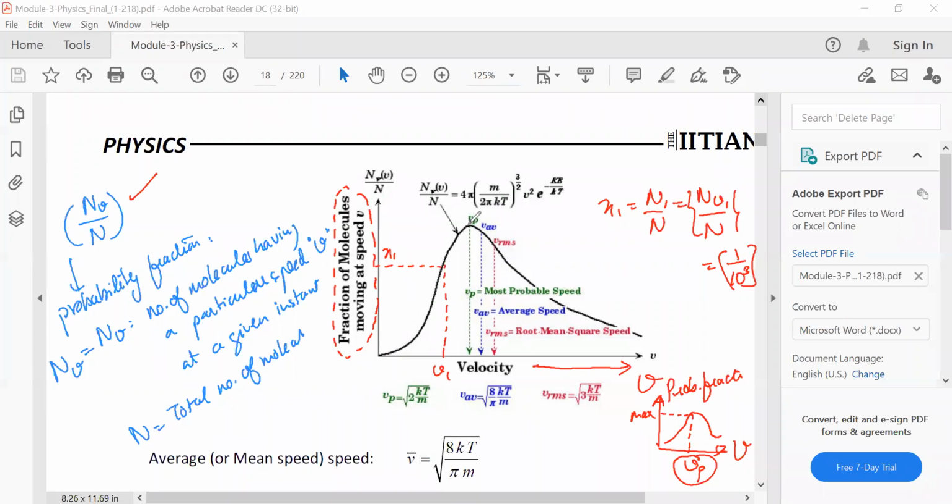So you can see whatever is the peak point over here, it will be a fraction less than 1, but it's having the peak probability. That means the maximum fraction of molecules have the probability of moving with that particular velocity. So this is the meaning of the graph.